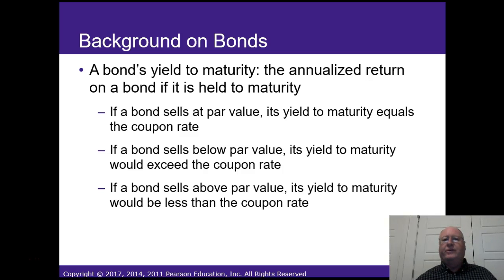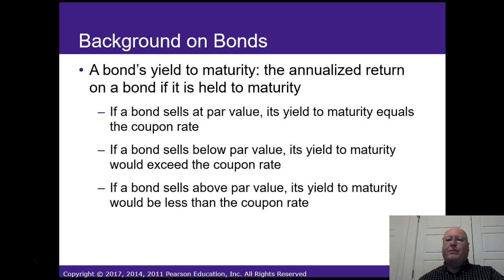A bond's yield to maturity refers to the annualized return on a bond if it is held to maturity. If a bond sells at par value, its yield to maturity equals the coupon rate. For example, if a bond is selling at the par value of $100 and you buy it for $100, all it means is whatever the coupon rate, if it's going to pay you 5% a year or whatever the amount is, that's the yield itself.